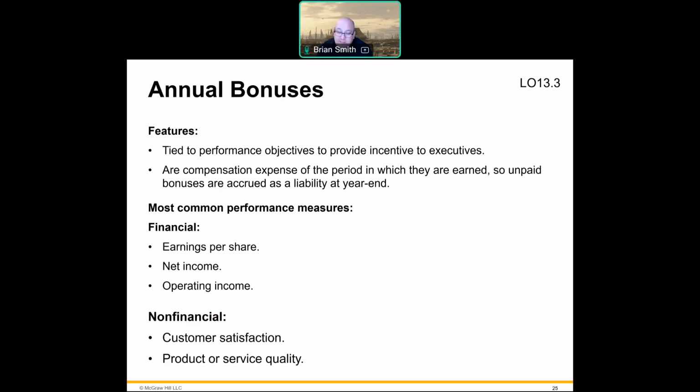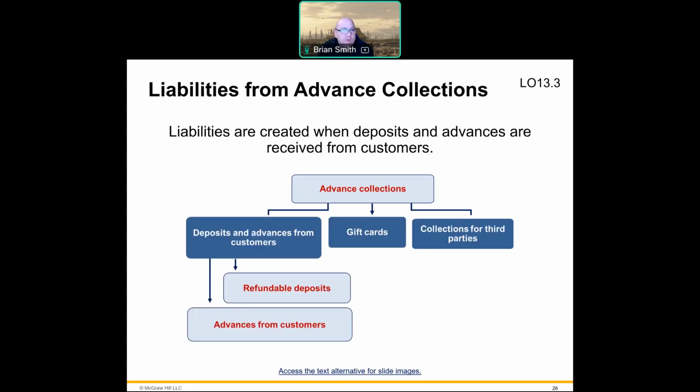There could be non-financial goals. Basically, if you understand what the balanced scorecard is, and if you haven't learned this, you should have picked it up in managerial accounting. It's where you have several financial and non-financial goals to meet in order to obtain a bonus. And that's really ironically what this slide is telling you, although it's not really talking about how to do the journal entries for it, but whatever.